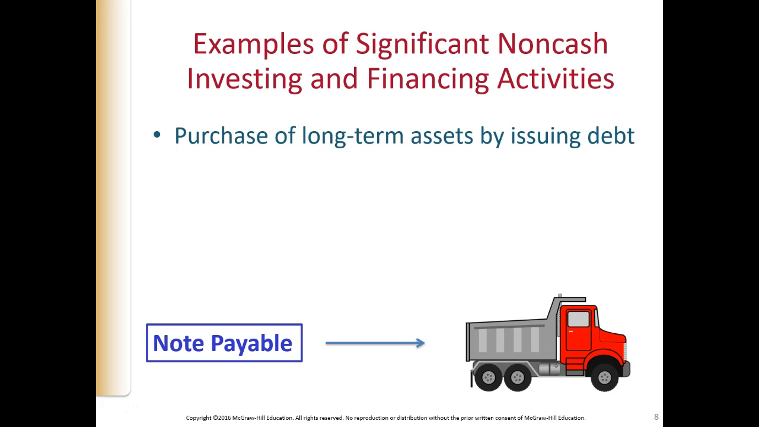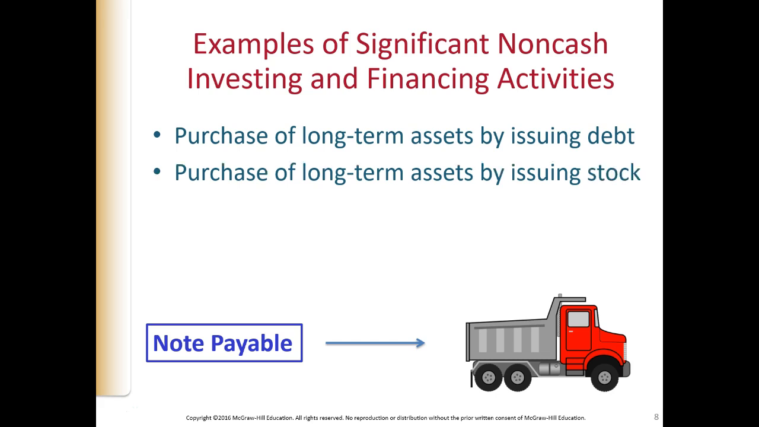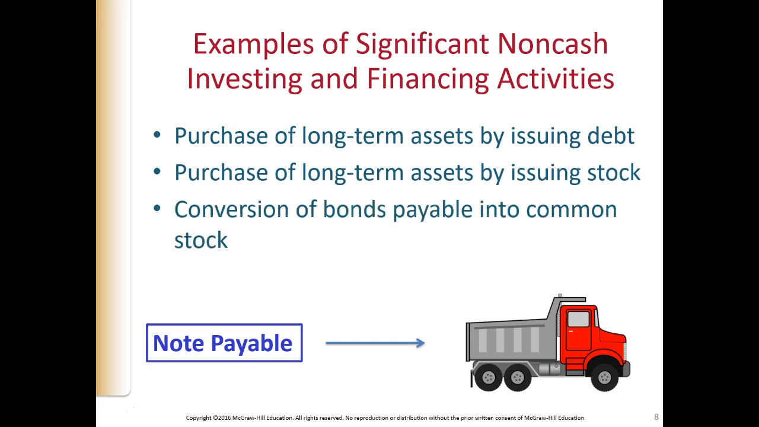Examples would be purchase of long-term investments by issuing debt, purchase of long-term assets by issuing stock, conversion of bonds payable into common stock, or exchange of long-term assets. Notice none of these involve cash flow. If they do, they will go in one of the sections: operating, investing, or financing activities. But since these do not use up cash or collect cash, they do not go in the other three sections, and they will go as really the last item in the cash flow statement.